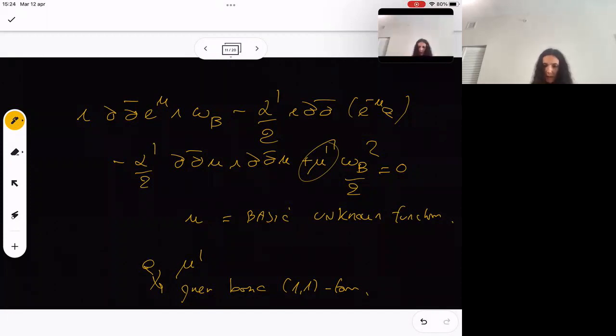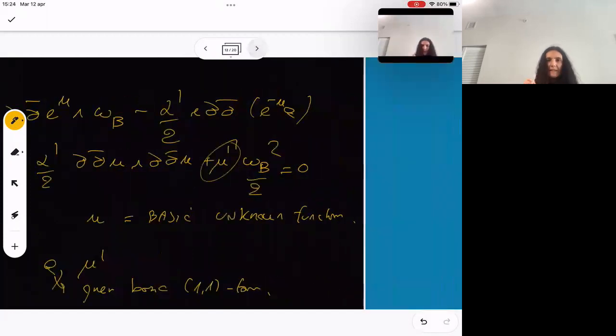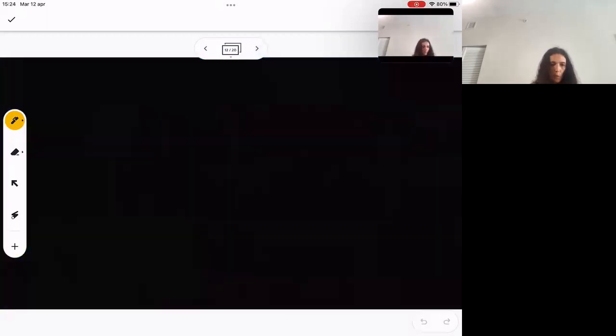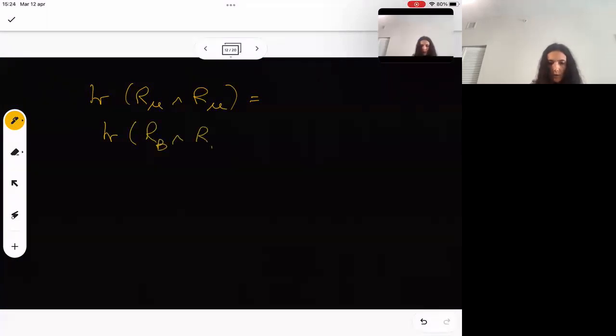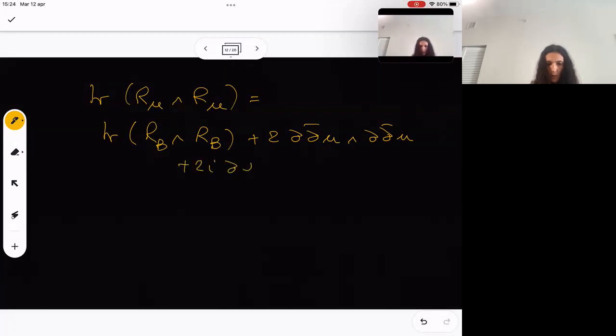So the first thing that we did, that's similar to Fuyao, is to compute the trace of RU, which is equal to the trace of RB plus 2 DD bar U plus 2i DD bar A minus 0.